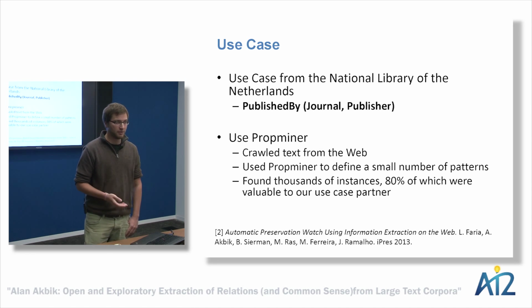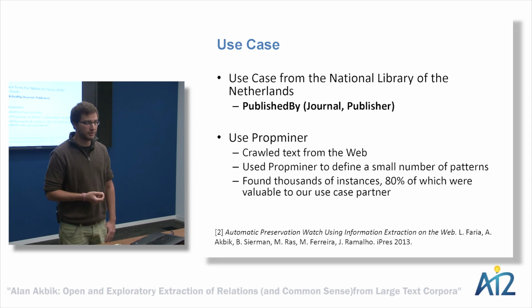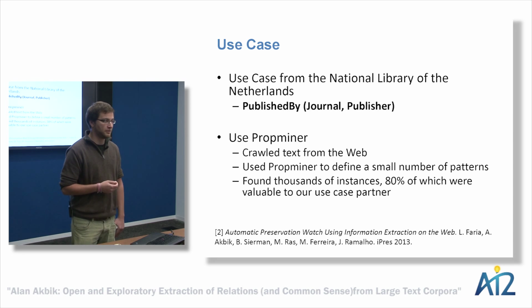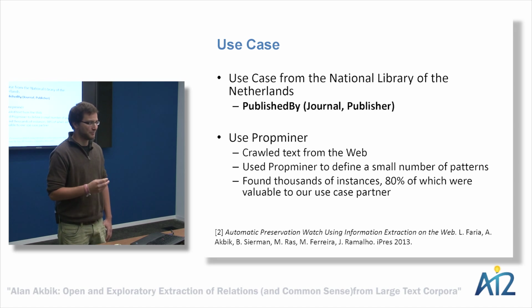I mentioned that I work in a European project with a bunch of libraries. One of the use cases was from the National Library of the Netherlands. Basically, what they want to know is which publisher publishes which content, so which journal is the domain of which publisher. This is important for the libraries to know because they have to know who's responsible for what.